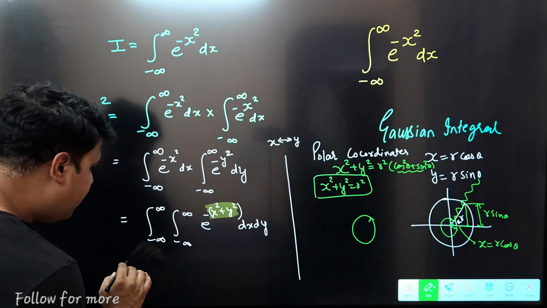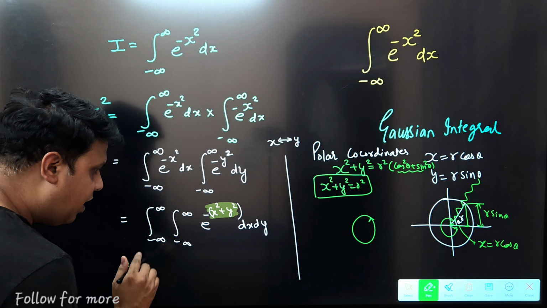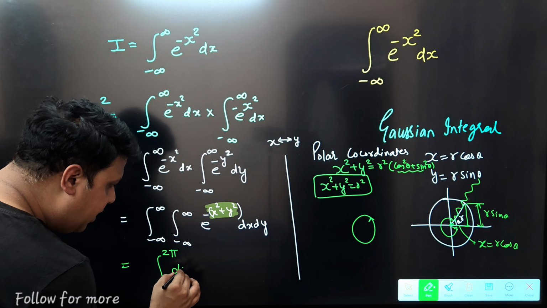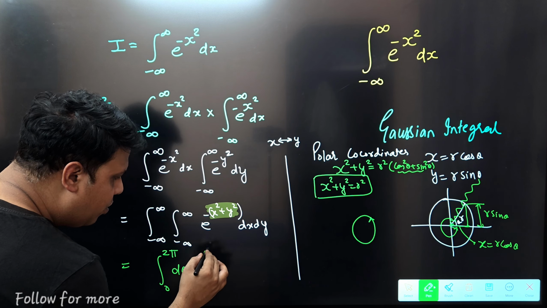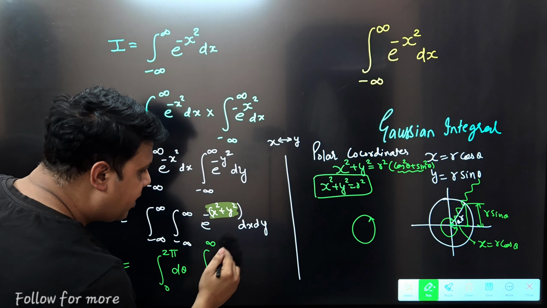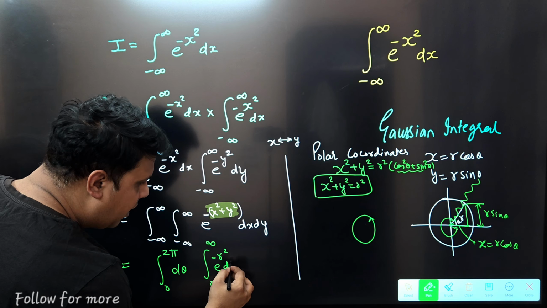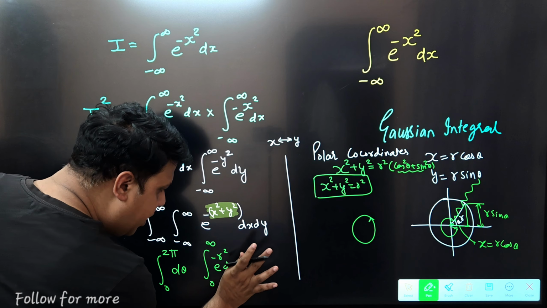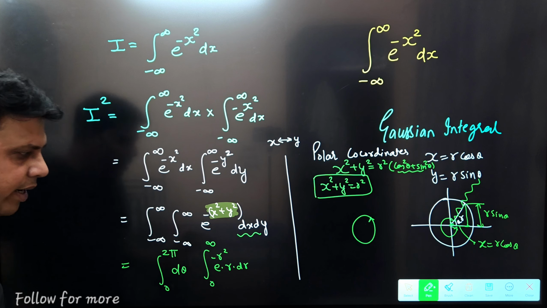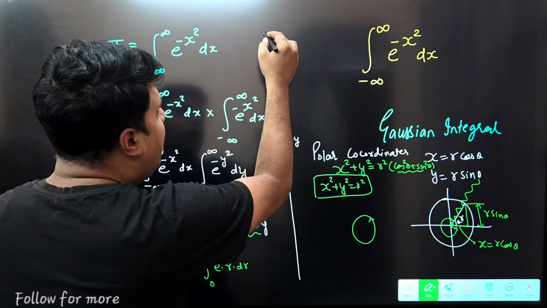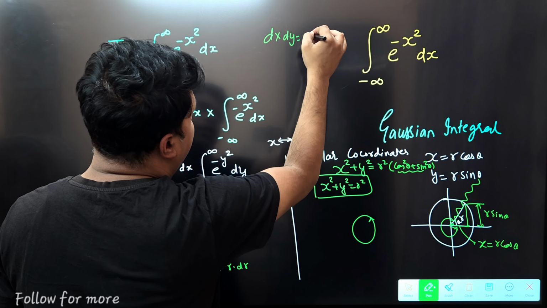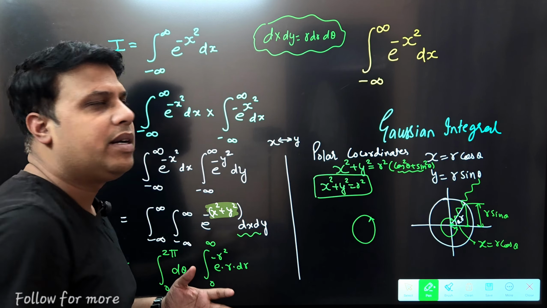R cannot be negative, but r can be a very large radius. So I have to change the limits also, right? For the angle, it is 0 to 2 pi d theta, and 0 to infinity for e power, where I can replace x square plus y square with r square, dr. But one more important thing you must understand is how to find dx dy, right? What is the value of dx dy? dx dy is r dr d theta. As of now, you can remember it.